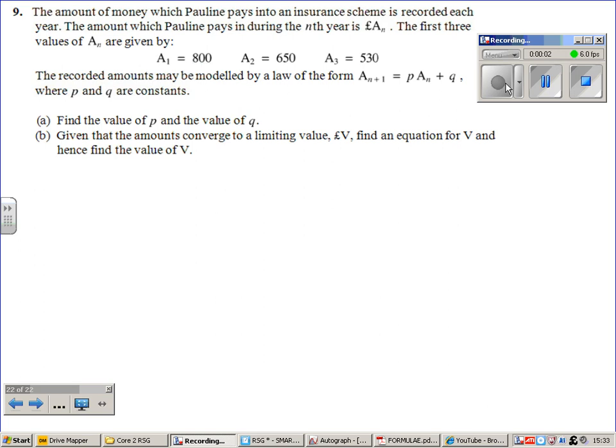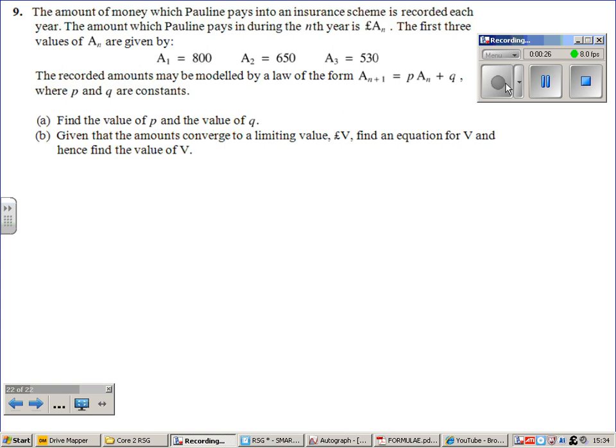Okay, on question 9, it's a bit of a wordy question. So we've got the amount of money Pauline pays into an insurance scheme is recorded each year. The amount which Pauline pays during the nth year is given by A n pounds. The first three values of A n are given by: in the first year she pays in £800, in the second year £650, and in the third year £530.